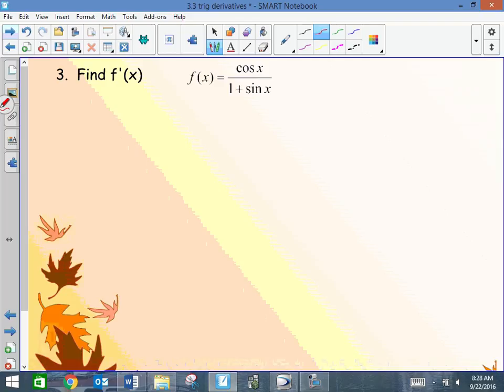Lots of trig going on. Guess what else is going to come up that hasn't come up since probably the summer assignment? Unit circle values. All right. What rule am I going to use, Sydney? Quotient rule.